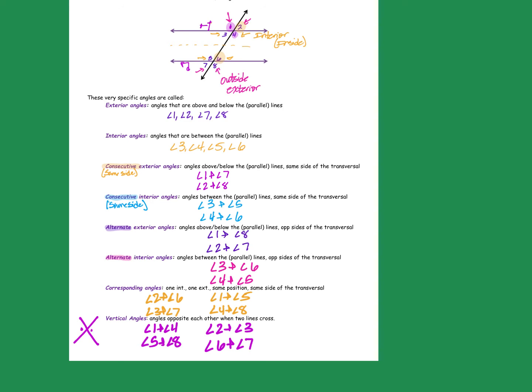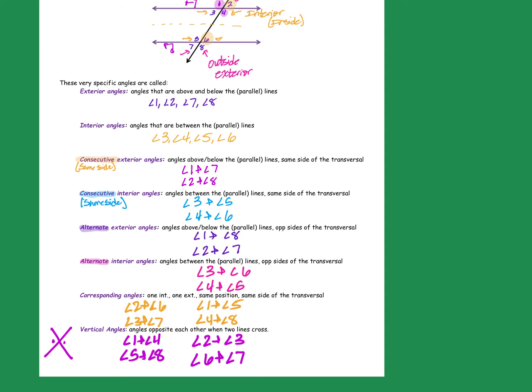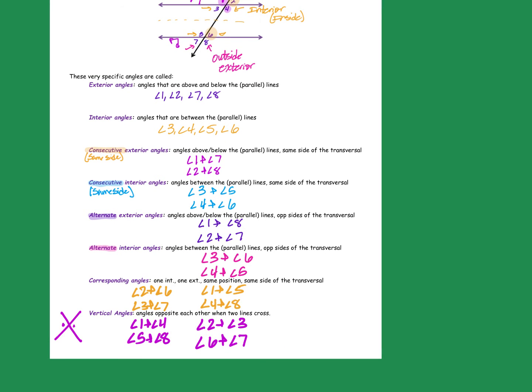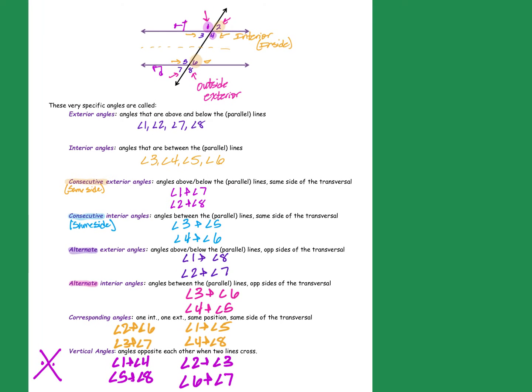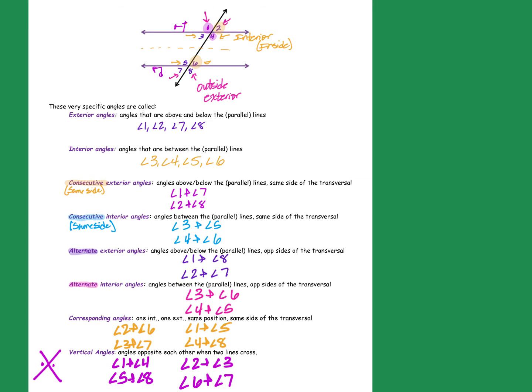So I want to go over these just a little bit more in relationship to whether they're equal to each other or not. Does that make sense? So if I have my exterior angles, 1 and 2, 7 and 8, what do they equal? We're not going to talk about exterior angles, because they're not a set of angles. I want to talk about sets. So let's talk about consecutive exterior. Let's talk about 1 and 7.